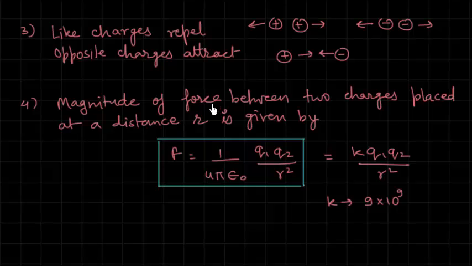Fourth, the magnitude of the force between two charges placed at a distance r is given by F is equal to 1 by 4 pi epsilon times q1 q2 by r square. This can also be written as k q1 q2 by r square, where k is 1 upon 4 pi epsilon and its value is 9 into 10 to the power 9.